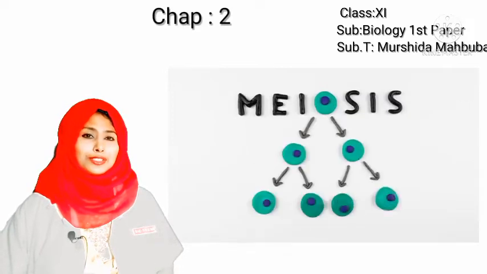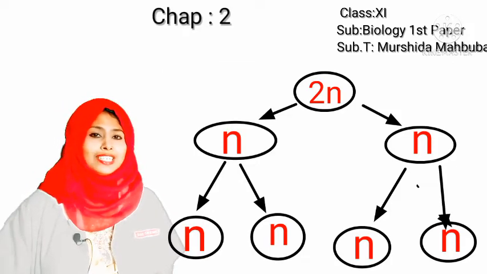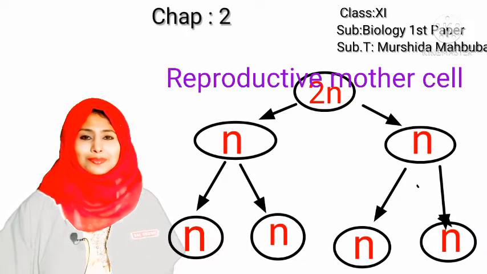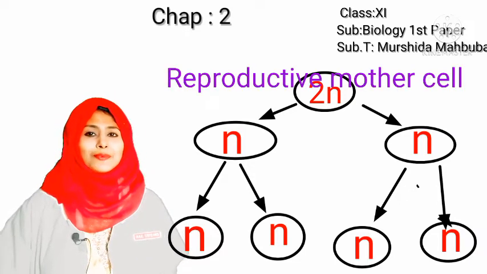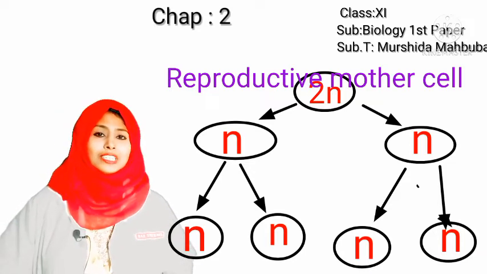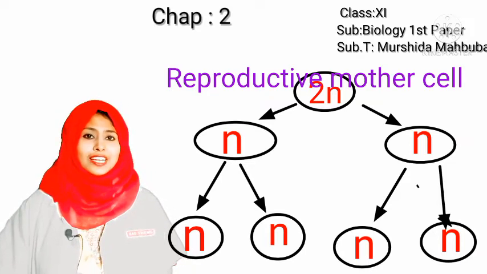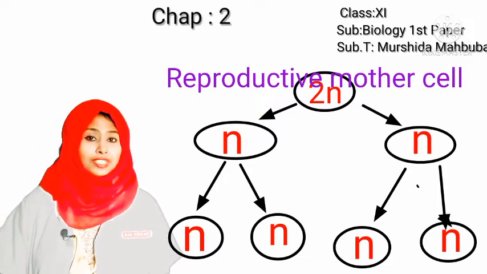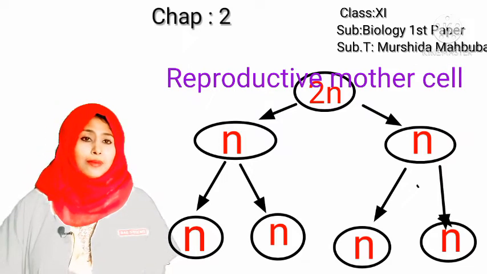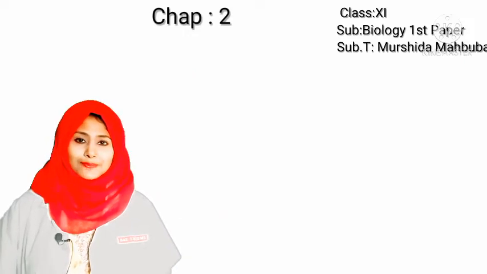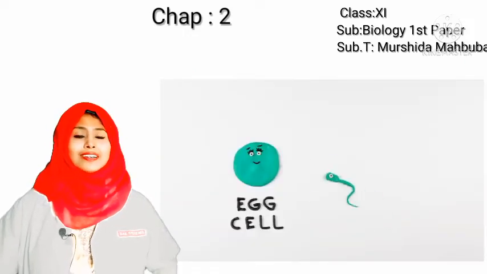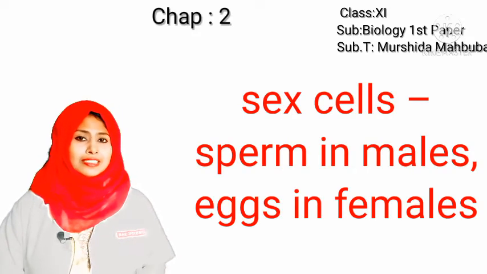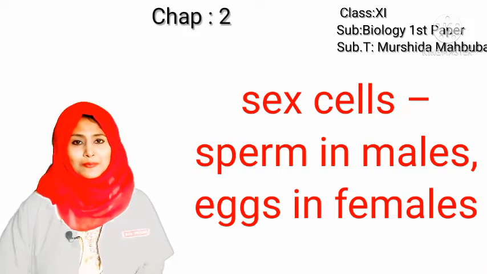My dear students, you know what is meiosis. I repeat, meiosis is a process where a reproductive mother cell divides twice to produce 4 cells containing half of the amount of genetic information. These cells are our sex cells, sperm in males, eggs in females.